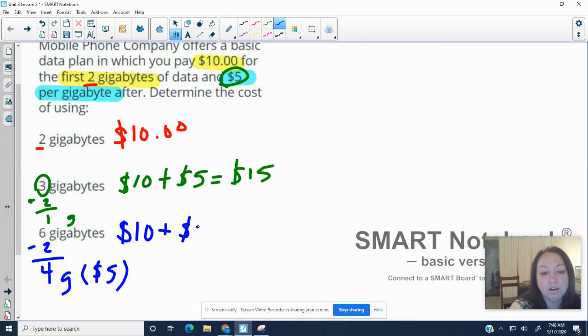You can use a calculator if you need to. I don't think we need to on this one. That's going to be an extra $20 charge. So you're looking at a total for your data in the amount of $30.